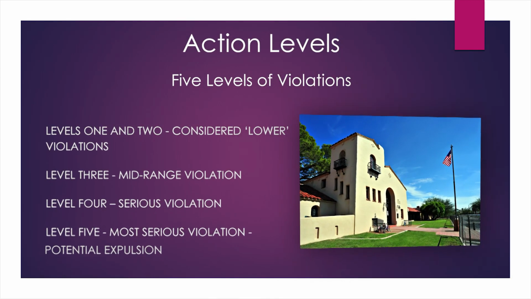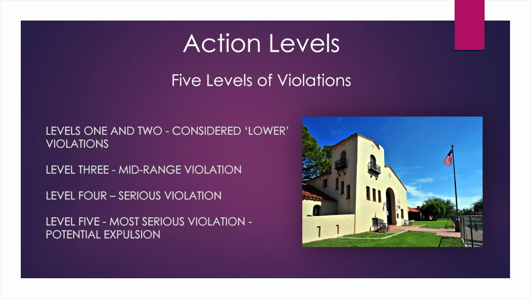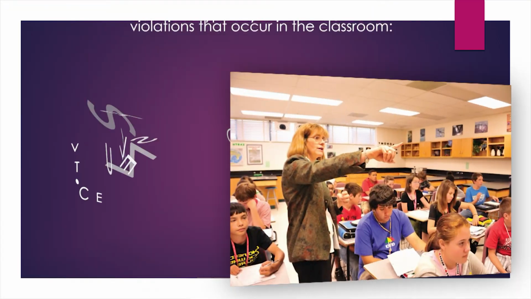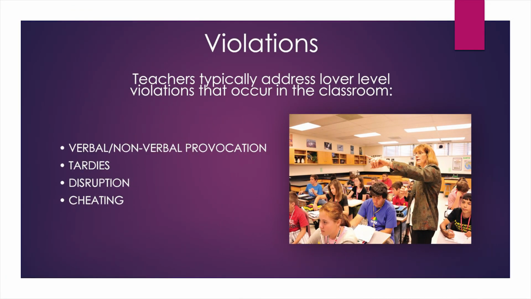TUSD has 5 levels of violations. Level 1 and 2 violations are considered lower violations. Level 3 is considered a mid-range violation. Level 4 is a serious violation. And Level 5 is the most serious violation and can result in potential expulsion. There are 13 violation categories listed in the Code of Conduct, but these are the most common occurring classroom violations.